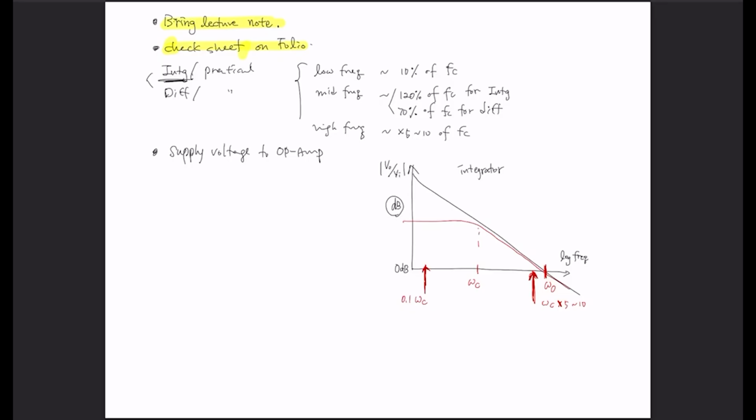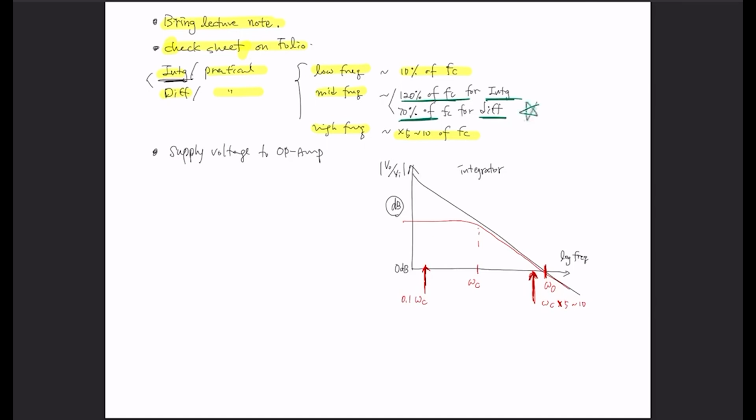from Folio, and we're going to build four circuits: integrator, practical integrator, differentiator, practical differentiator. And for those, we are going to have three frequencies: the low frequency, mid frequency, and high frequency. Low and mid are simple. Low is about 10% of your cutoff frequency. It's going to be 5 to 10 times your cutoff frequency for the high frequency. But for the mid frequency, you want to keep it slightly above your cutoff for the integrator and slightly below your cutoff for the differentiator.